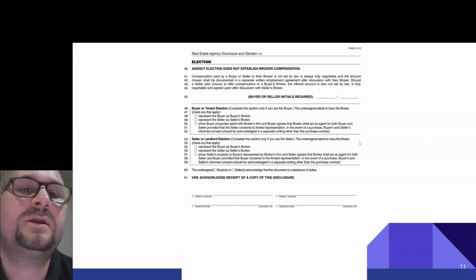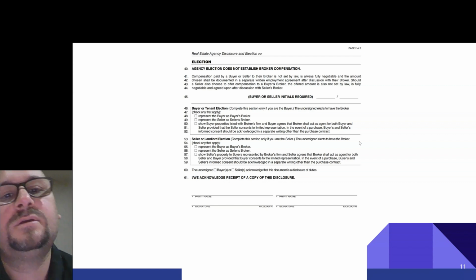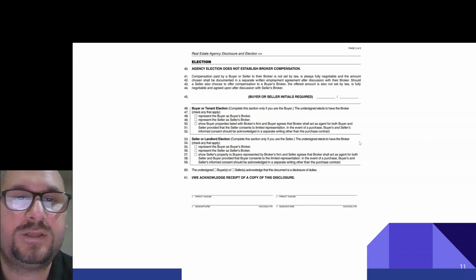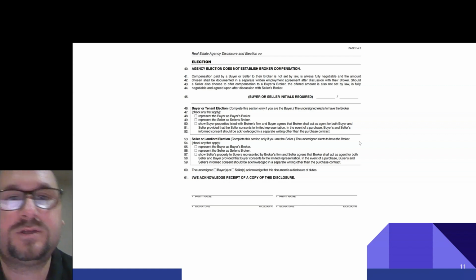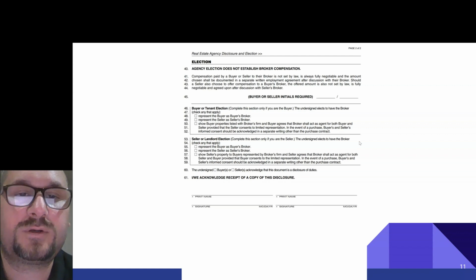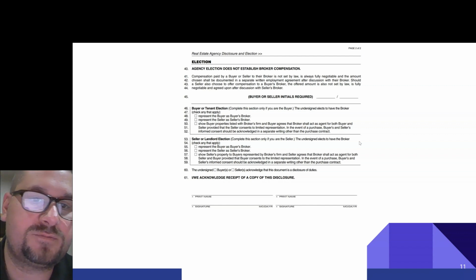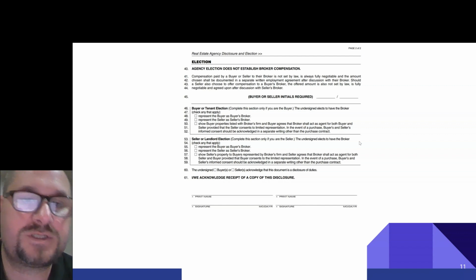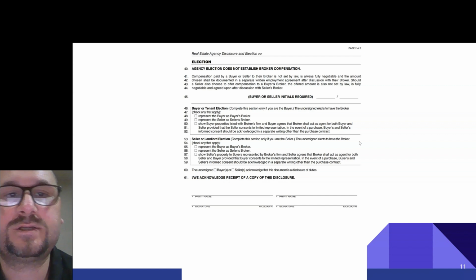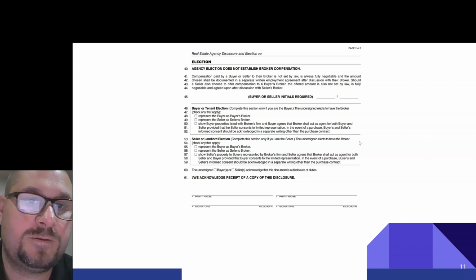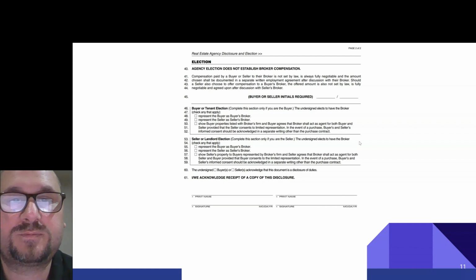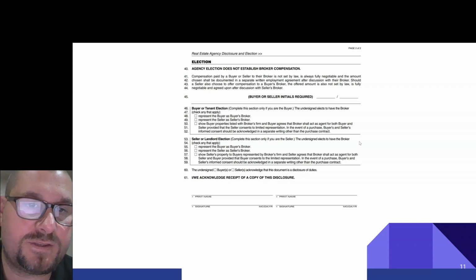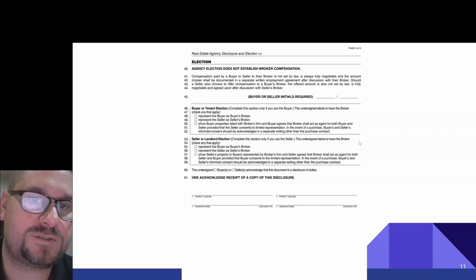So if you're working with the buyer, check the first box. Buyer, and then this represents that you're working with the buyer's broker. If you're working with the seller, have them check the first and third box. If you're working with the buyer, have them check the first and third box. Represent the buyer as buyer's, or sorry, the second and third, and the buyer is first and third.